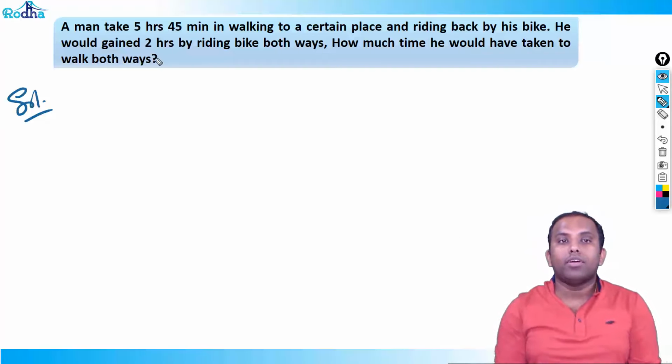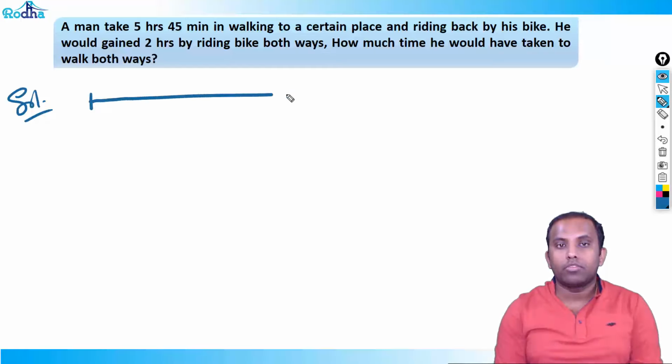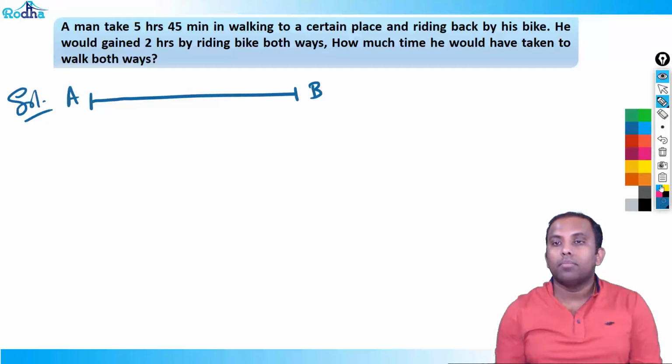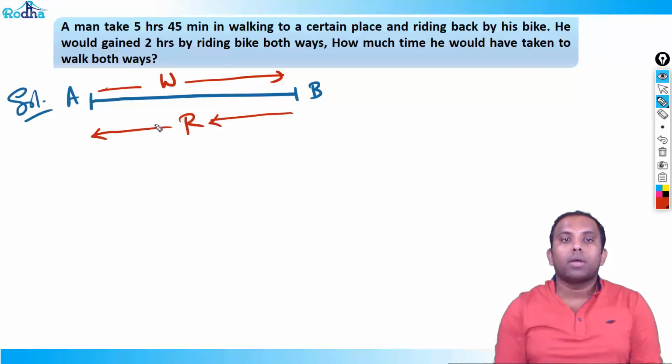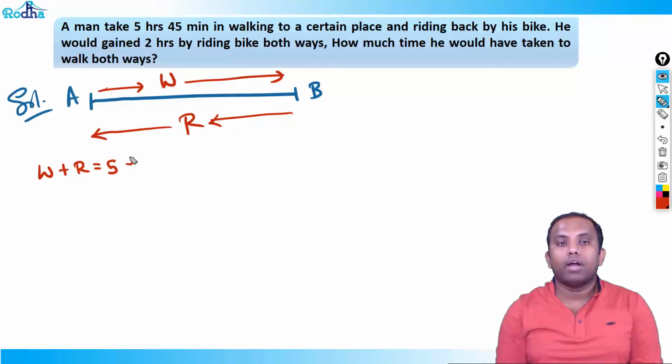A man takes 5 hours 45 minutes in walking to a certain place and riding back. Quite logical. See here, from A to B he is going. He takes 5 hours 45 minutes in walking to a certain place and riding back. So he is going by walk and coming back by ride, suppose a bike. You can assume walking plus riding takes him 5 hours 45 minutes.